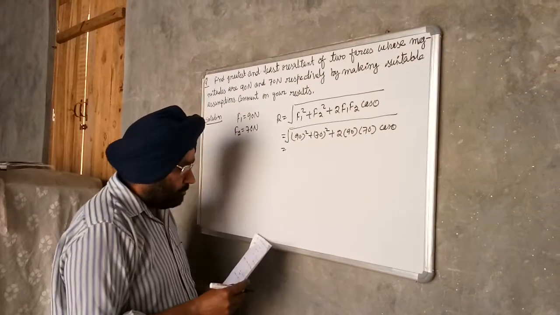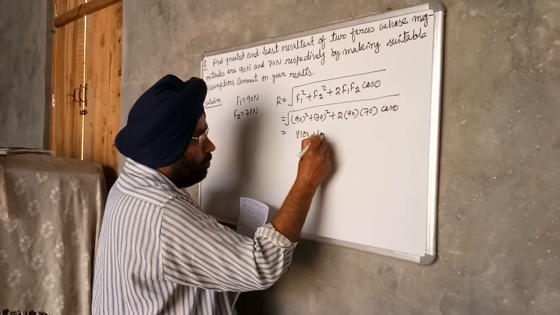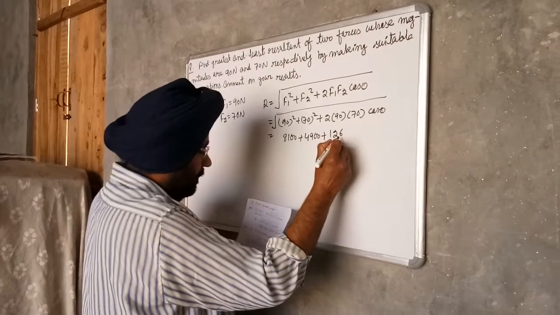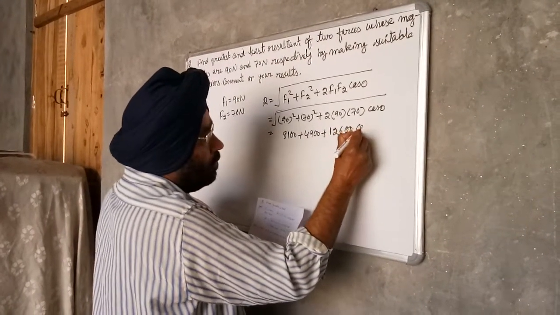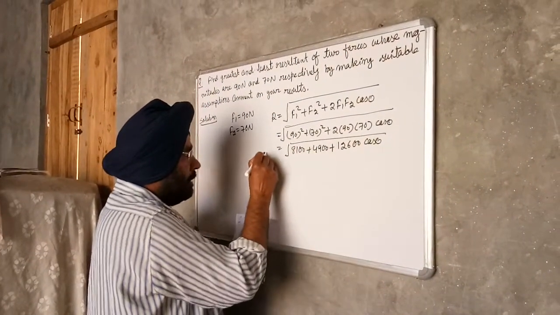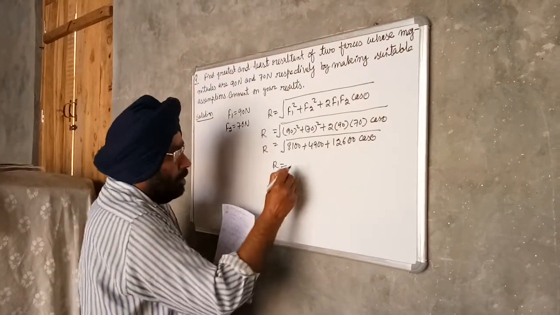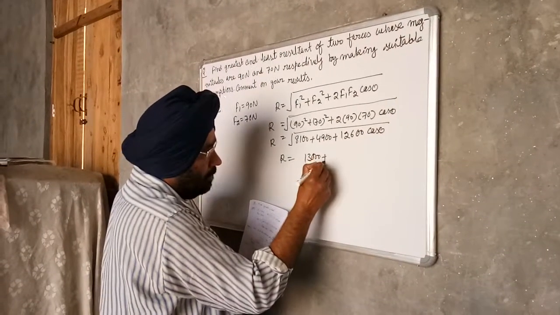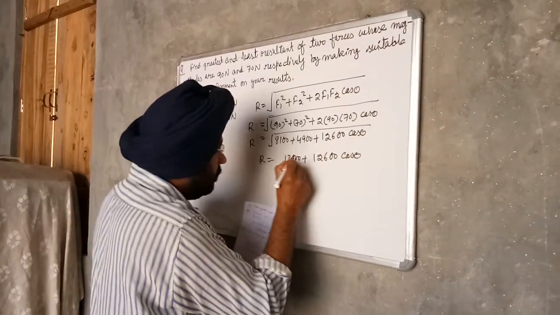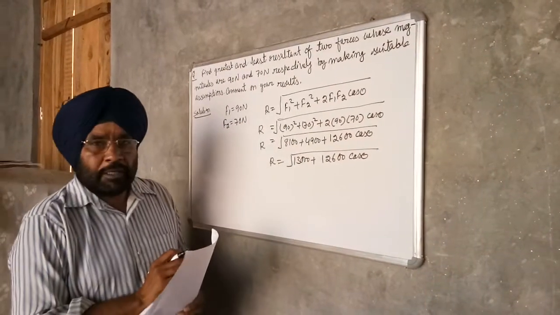So this is the square root of 8100 plus 4900 plus 12600 cos theta. So then the resultant force R is equal to the square root of 13,000 plus 12600 cos theta. So this is our required equation for the resultant force.